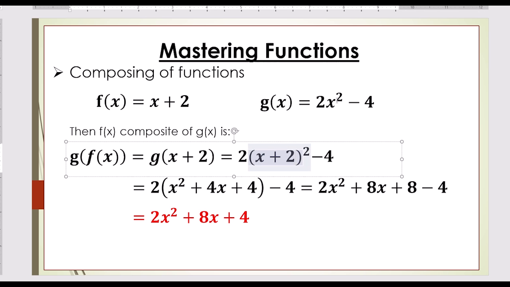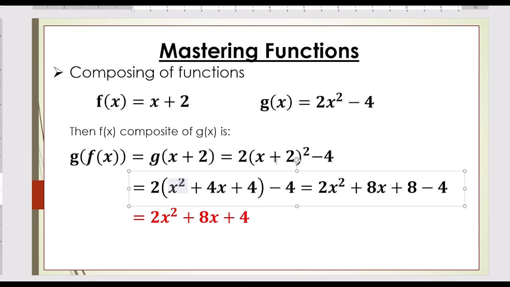We put x plus 2 into x, we get 2 times (x plus 2) squared minus 4. We multiply out x plus 2 squared: x squared plus 4x plus 4, multiply by 2 and then minus 4. So we get 2x squared plus 8x plus 8 minus 4. The result is 2x squared plus 8x plus 4.